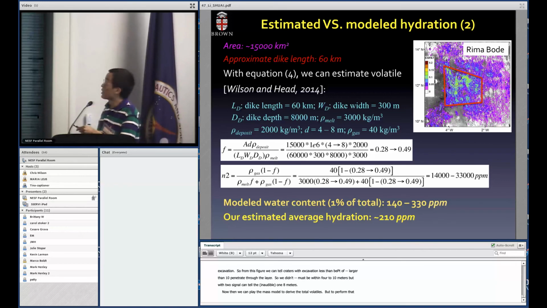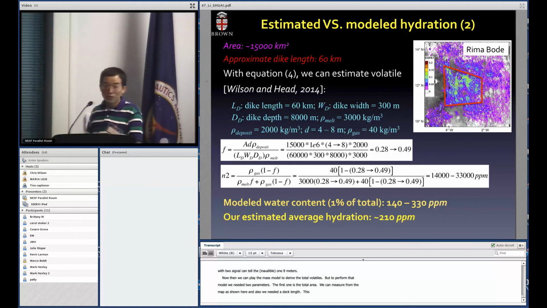The deposit length can be constrained by these highly hydrated regions. We do a lot of measurements and calculate the average. It's around 60 kilometers, and the area is 15,000 square kilometers.